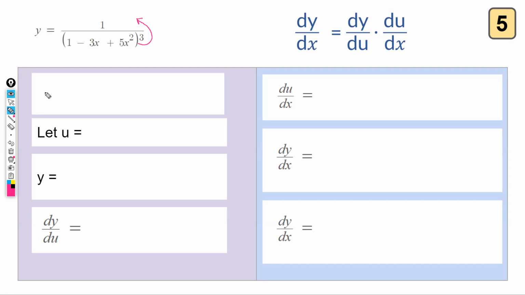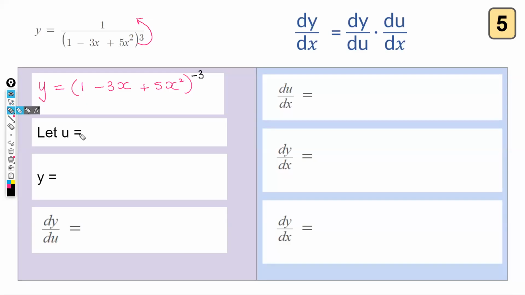So what we should do, throw this entire expression on top. You'll get 1 minus 3x plus 5x squared. And the power, remember this whole thing is to the power 3. When it goes on top, it will become what? Negative 3. That is your starting point. Right, so everyone write that.